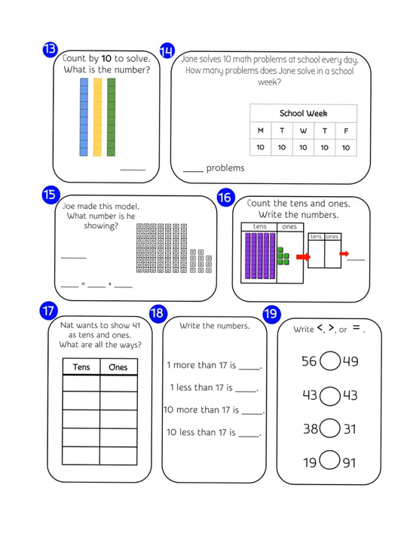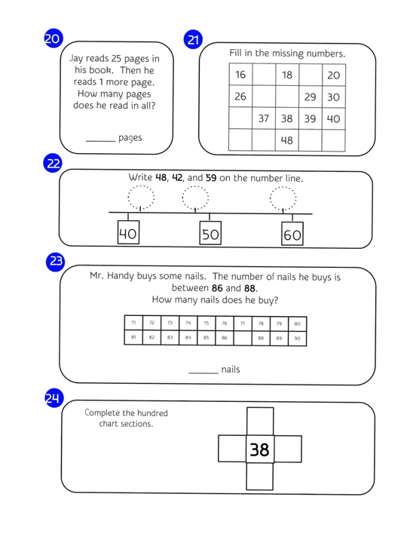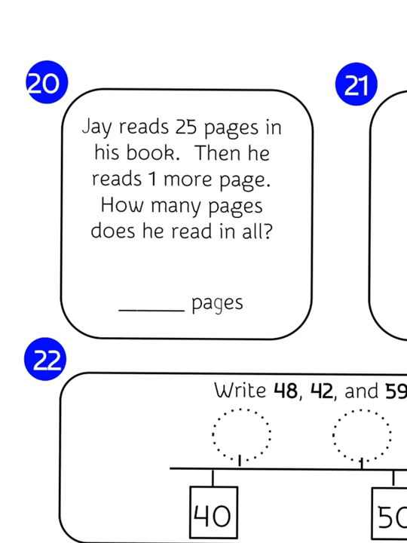Okay, boys and girls, we are down to the last page, so if you are ready to go, you're going to turn to the very back page, and we are going to start on number 20. You're in the home stretch. Number 20 says, Jay reads 25 pages in his book. Then he reads one more page. How many pages does he read in all? Write your number on the blank.